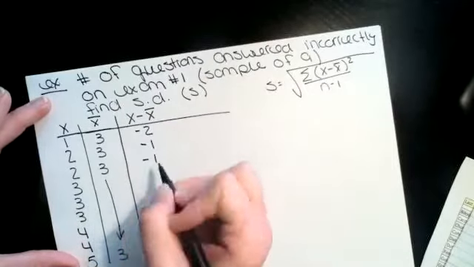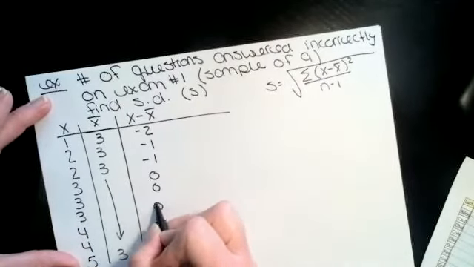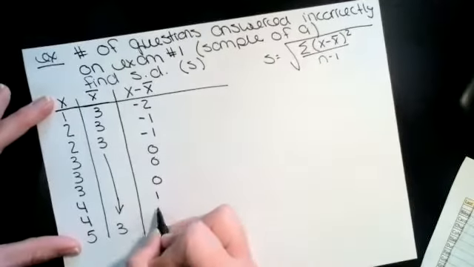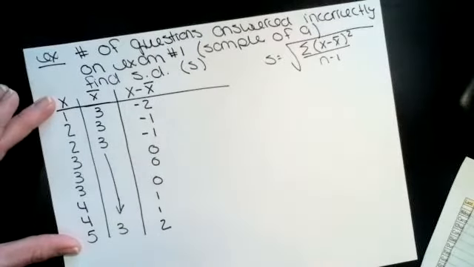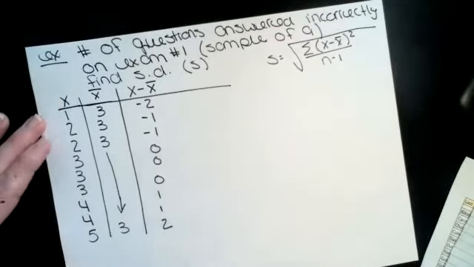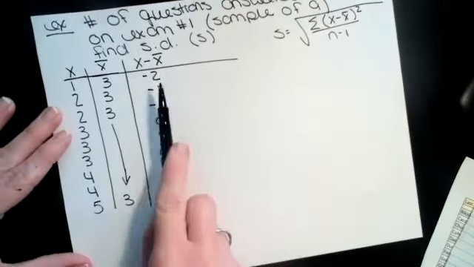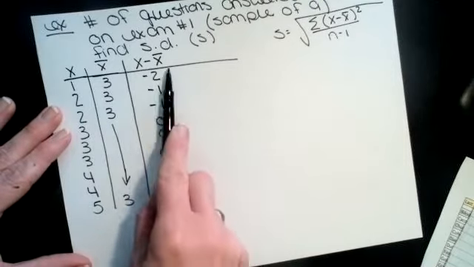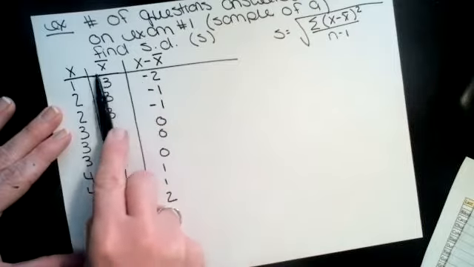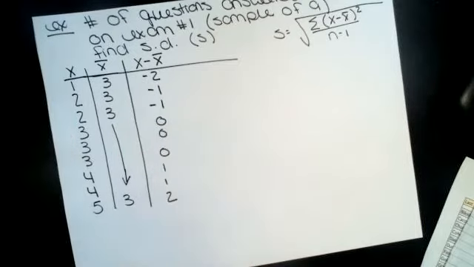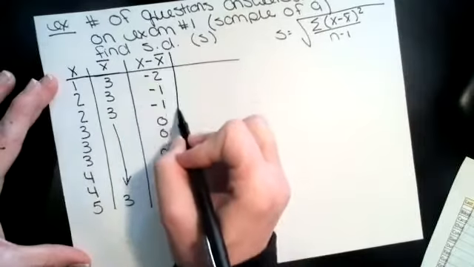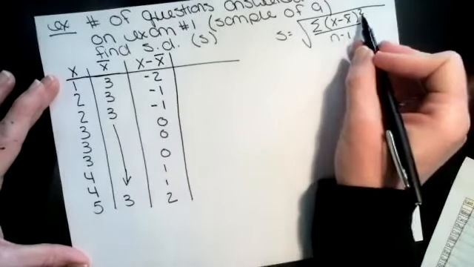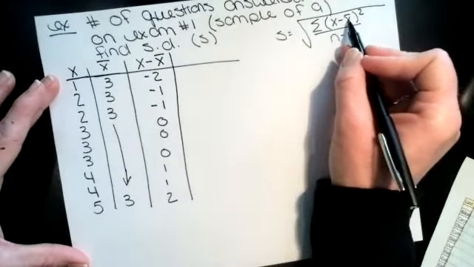2, -1, 0 for those 3, 1, 1, and 2. So what happens is if you were to add up this column, you should get 0. And that is a good thing. That's what should happen because this is the average. So when you subtract the average from your data values, they should come out to 0 if you add them all up. And that is why I need to square this value.